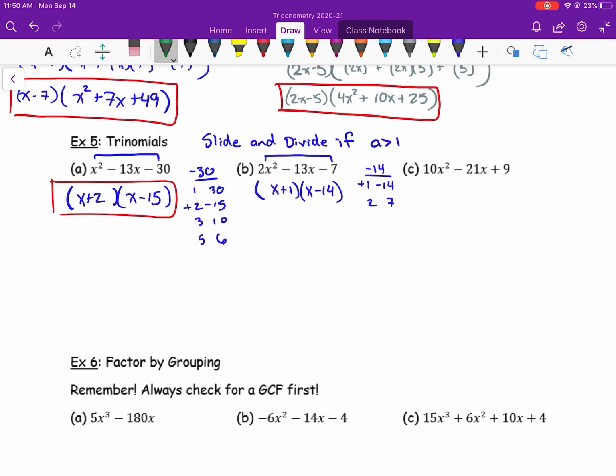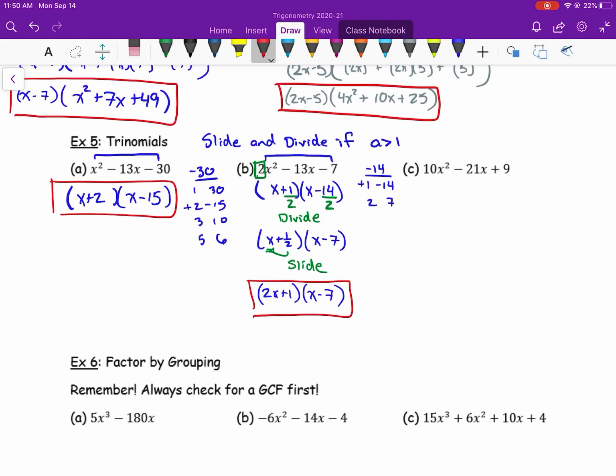Alright, so here my a is greater than 1, which is 2. So I'm going to divide. Okay, so I'll take those two terms right there and divide by 2. Alright, I'm going to simplify if I can. So x plus 1/2, and then x minus 7. Whatever you can't simplify into a nice number, you're going to slide it in front. So I'm going to get 2x plus 1 times x minus 7. Factored. Slide and divide method.